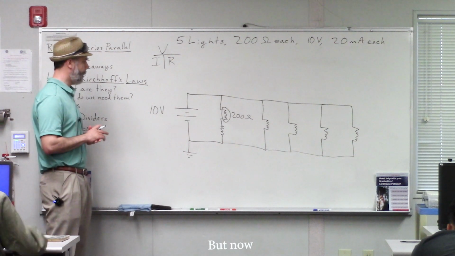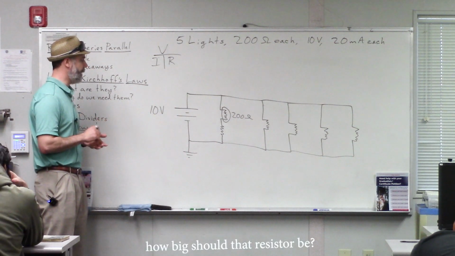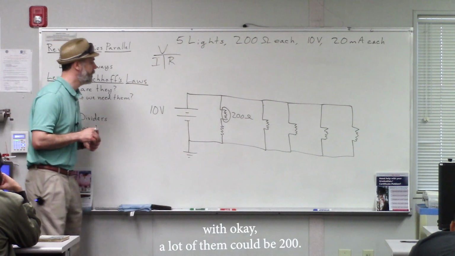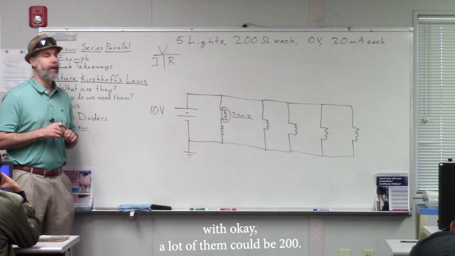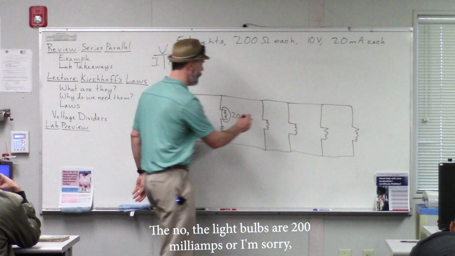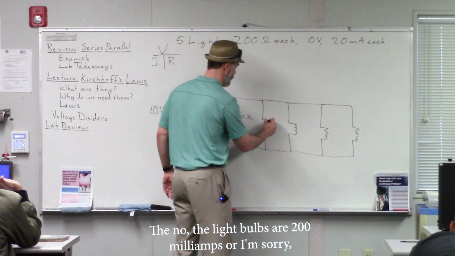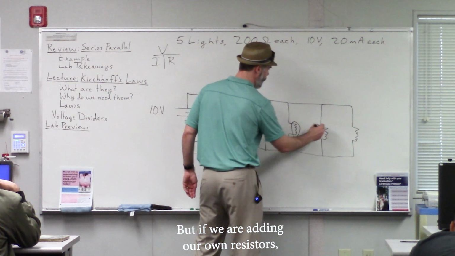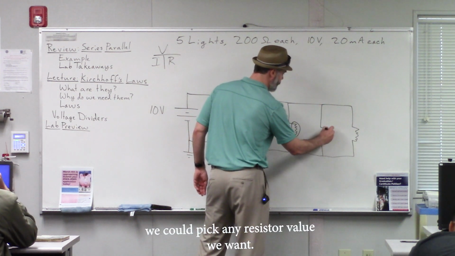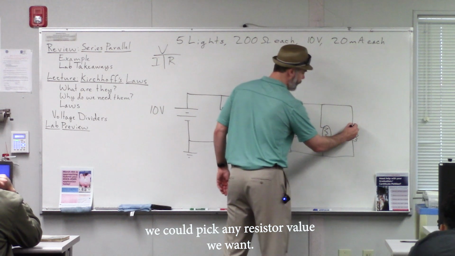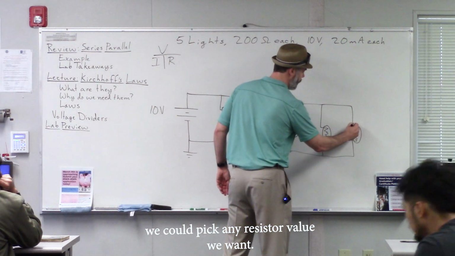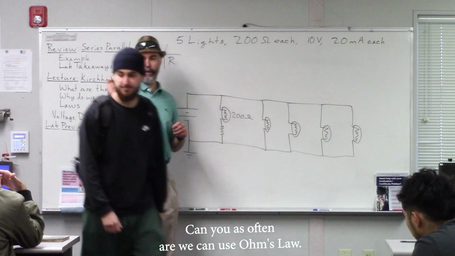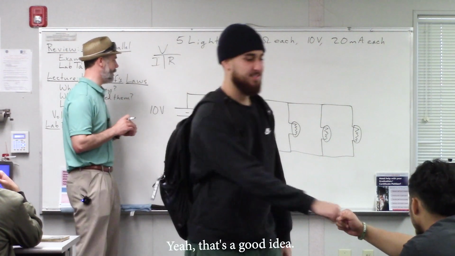But now, how big should that resistor be? Kind of a tricky question. What, don't they all have to be 200? No, the light bulbs are 200 ohms each. But if we are adding our own resistors, we could pick any resistor value we want. You can use Ohm's law. Ah, we could use Ohm's law. Yeah, that's a good idea.